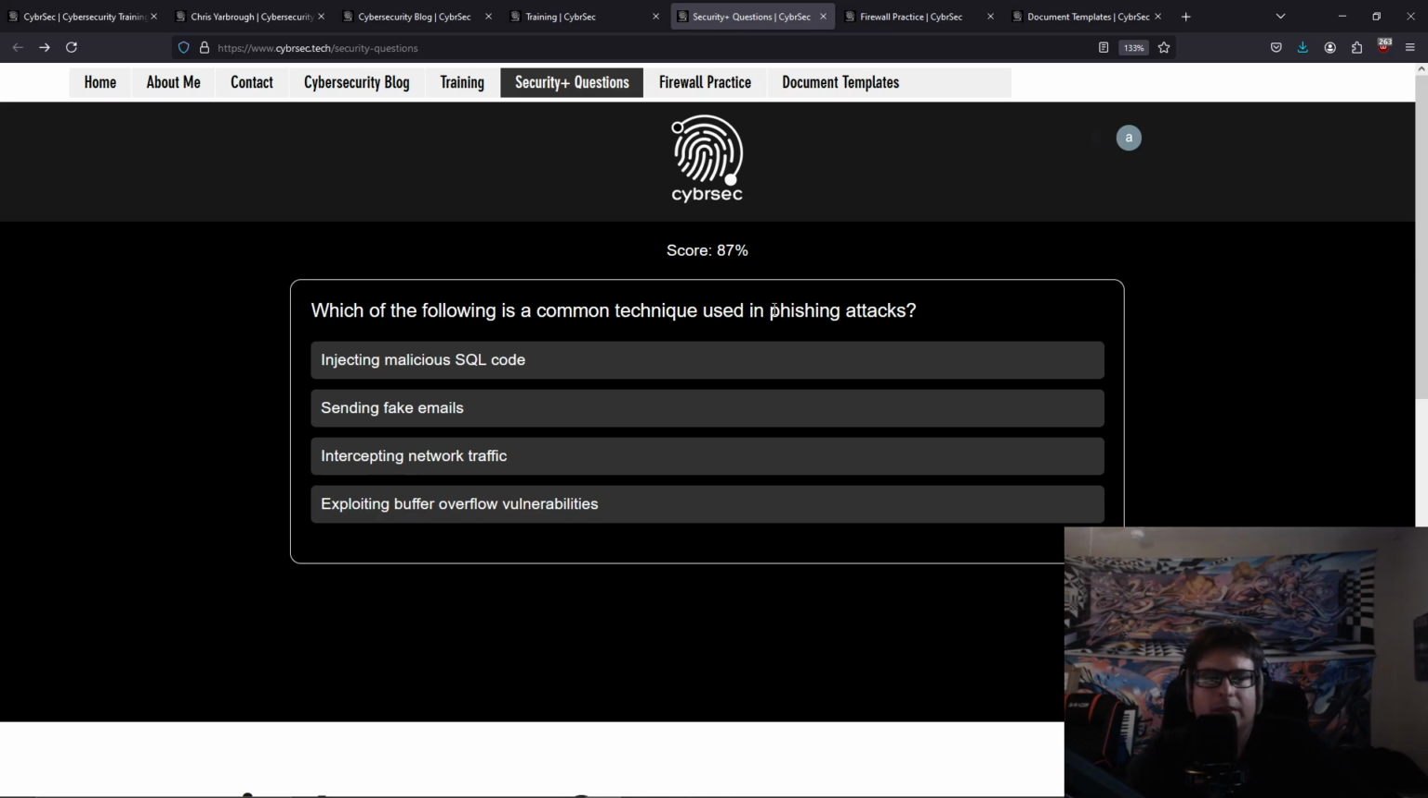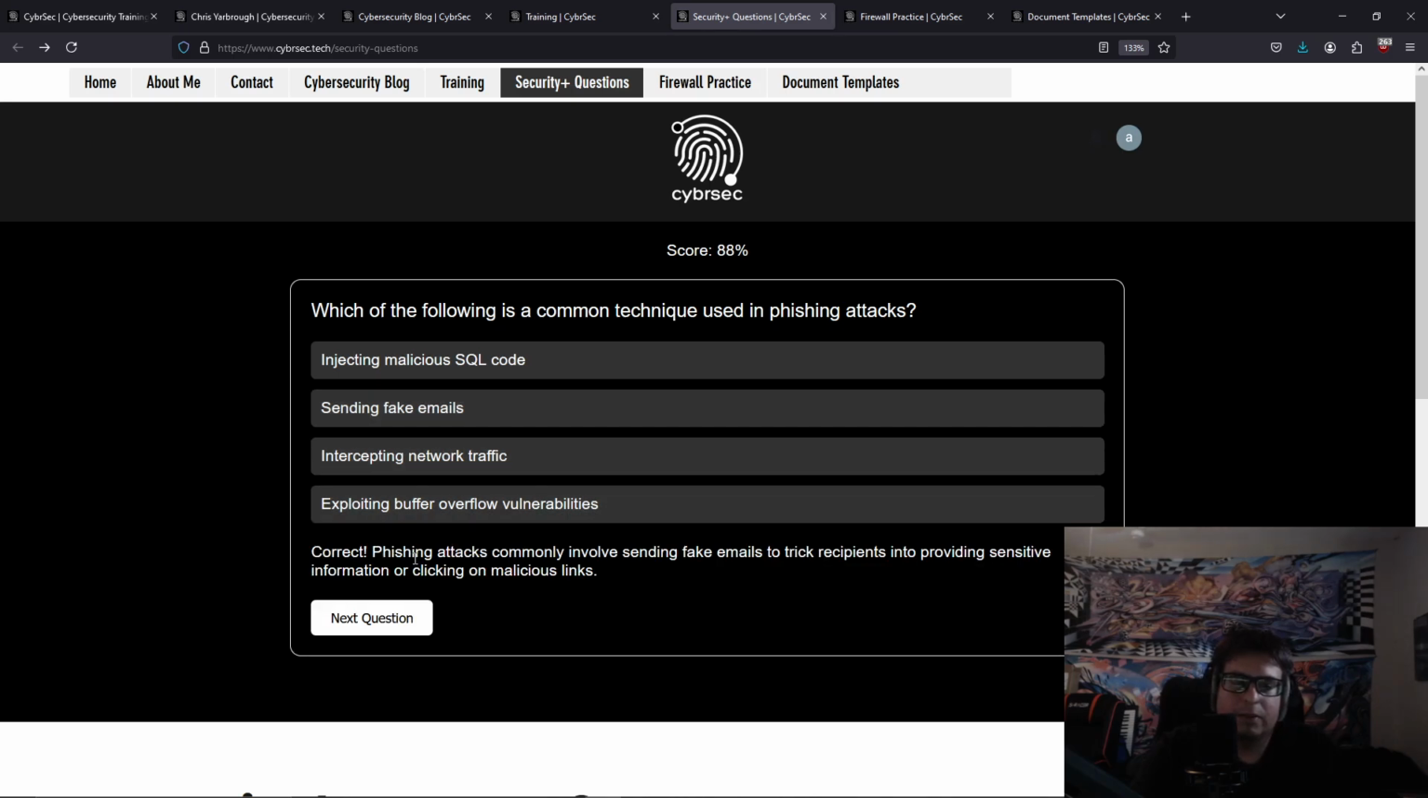Which of the following is a common technique used in phishing attacks? Phishing attacks is fake emails. Correct. Phishing attacks commonly involve sending fake emails to trick recipients into providing sensitive information or clicking on malicious links.